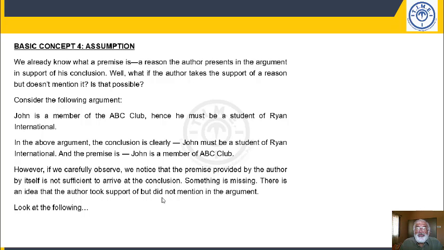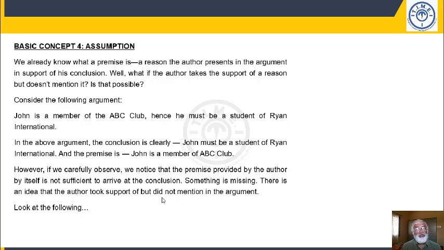But why do we call them assumptions? Because the person assumes them to be true, right? Takes them for granted, doesn't share them, expects you to recognize what it is that they're doing. For instance, over here, John is a member of the ABC club, hence he must be a student of Ryan International. So there, the conclusion really is he must be a student of Ryan International. The premise is he's a member of ABC club.